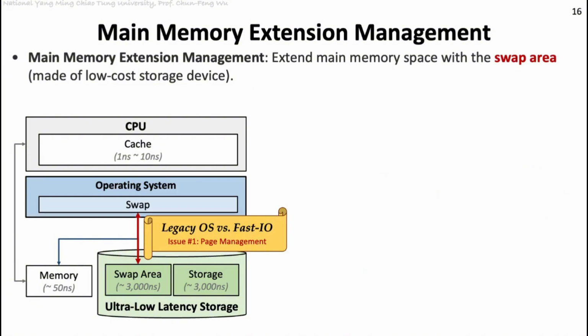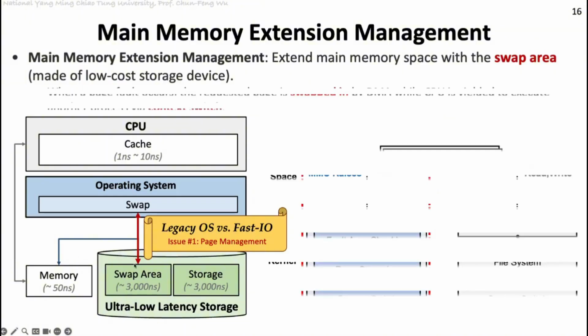So operating system based memory extension will use swap to do the memory extension. You can look at the figure: here will be an ultra low latency storage device, and inside the storage device, part of it will be configured as a swap area. So the data can be moved from the swap area to the memory, or from the memory into the swap area. Okay.